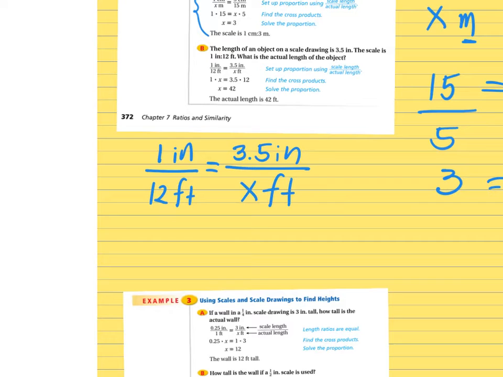So then if we solve, again, by cross multiplication, we will have a result of x equals 42, right? If you follow the process here. All right, the very same process we did with the first. It means that the actual size of the object is equal to 42 feet.